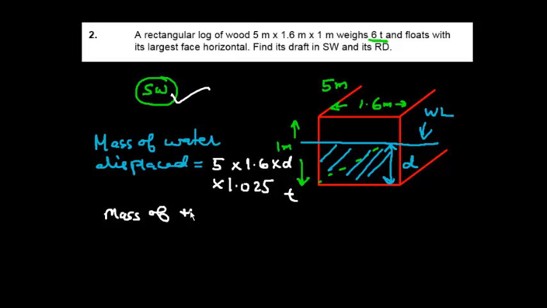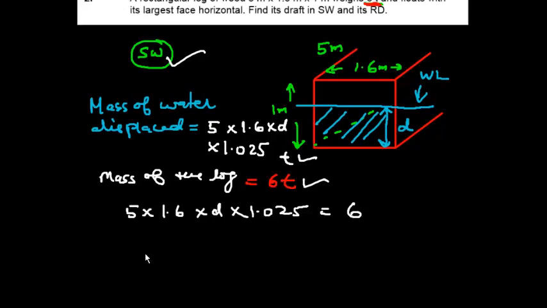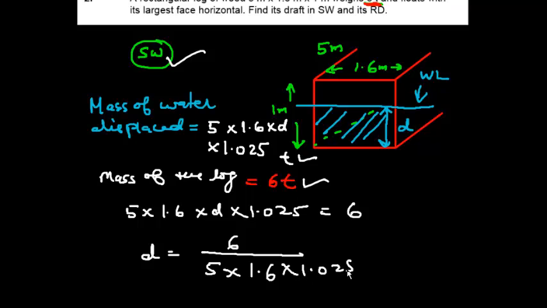of the log. Well, in the question it says weighs 6 ton, but never mind, we'll take it as 6 tons. So we'll just equate both. So 5 into 1.6 into D into 1.025 is equal to 6 ton, because both the units are same. Here it is in ton and the mass of the log is also in ton. Well, so the draft will be 6 divided by 5 into 1.6 into 1.025. Well, the answer is 0.7317, but we can round off to 0.732 meter.